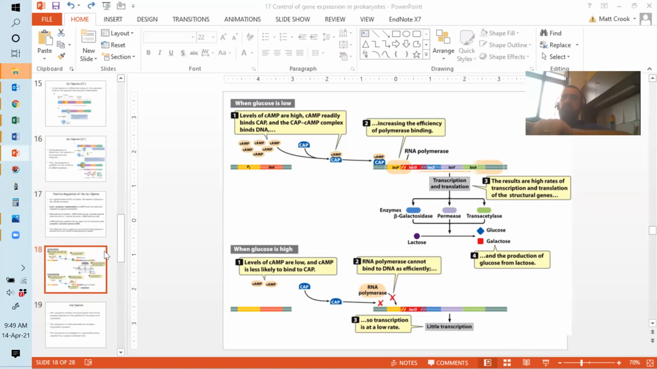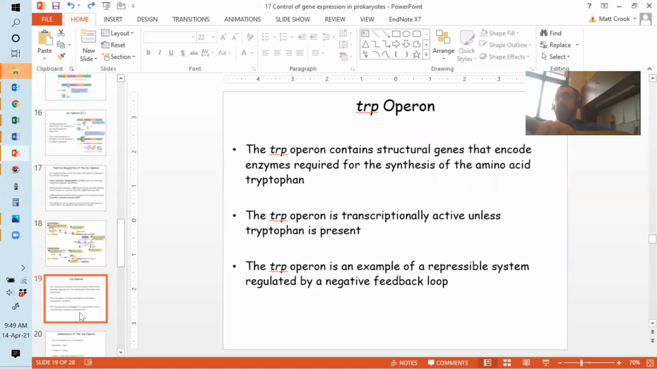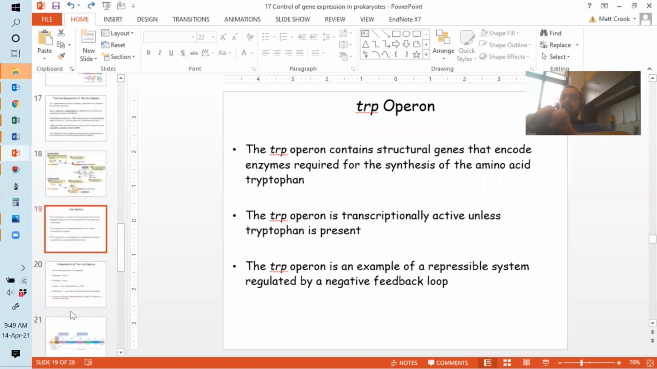Okay, so that's got us pretty nicely, thank you for the questions, they're very helpful, quite neatly to the end of the lac operon. Now we're going to, on Friday, and this one's a real doozy, if that makes any sense, it's a really difficult one, we're going to look at the trp operon.